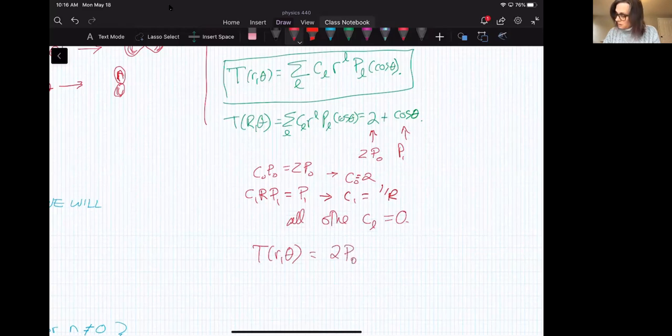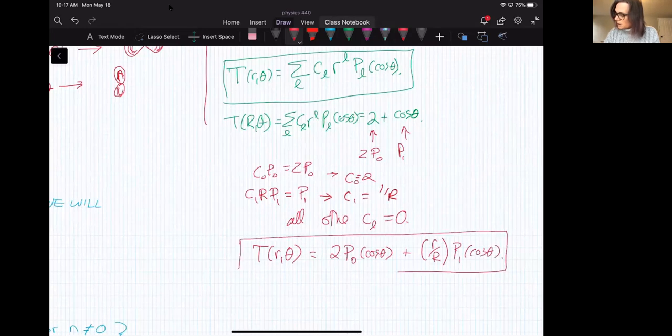2 P0 of cosine theta, which is just going to be 1, plus r over R, because it's the one term, times P sub 1 of cosine theta. And that is our solution to the steady state equilibrium temperature inside a sphere in which the outer temperature of the sphere is held at this function 2 plus cosine theta.